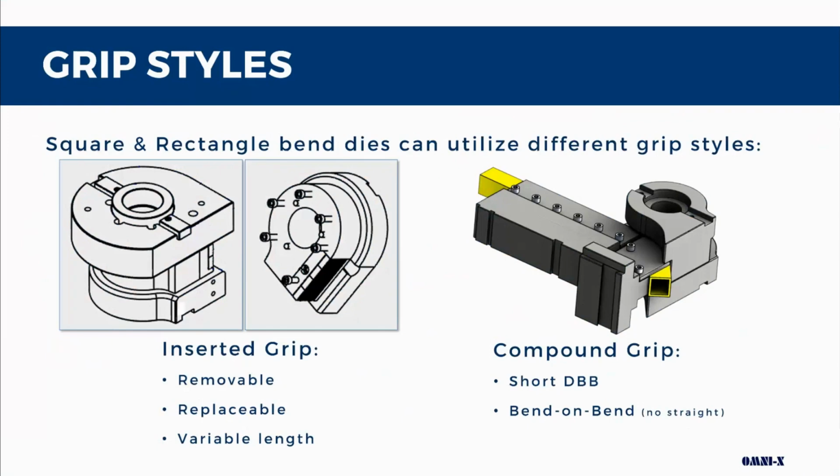Square and rectangle bend dies can utilize different grip styles, including inserted grips and compound grips. Inserted grips are removable, replaceable, and available in various lengths. Compound grips are used for short distances between bends or for bend-on-bend applications with no straight.